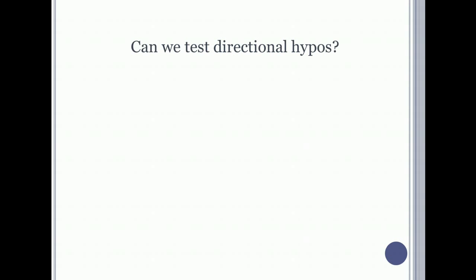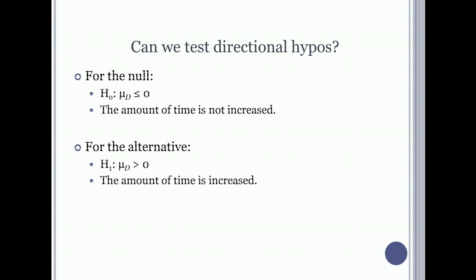So can we test directional hypotheses? Most definitely. For the null, we can say H sub 0: mu sub D is less than or equal to 0. So the amount of time they're able to stand a phobic item is not increased. And then for the alternative, we can say H sub 1: mu sub D is greater than 0, meaning the amount of time is increased. So we can certainly do that.